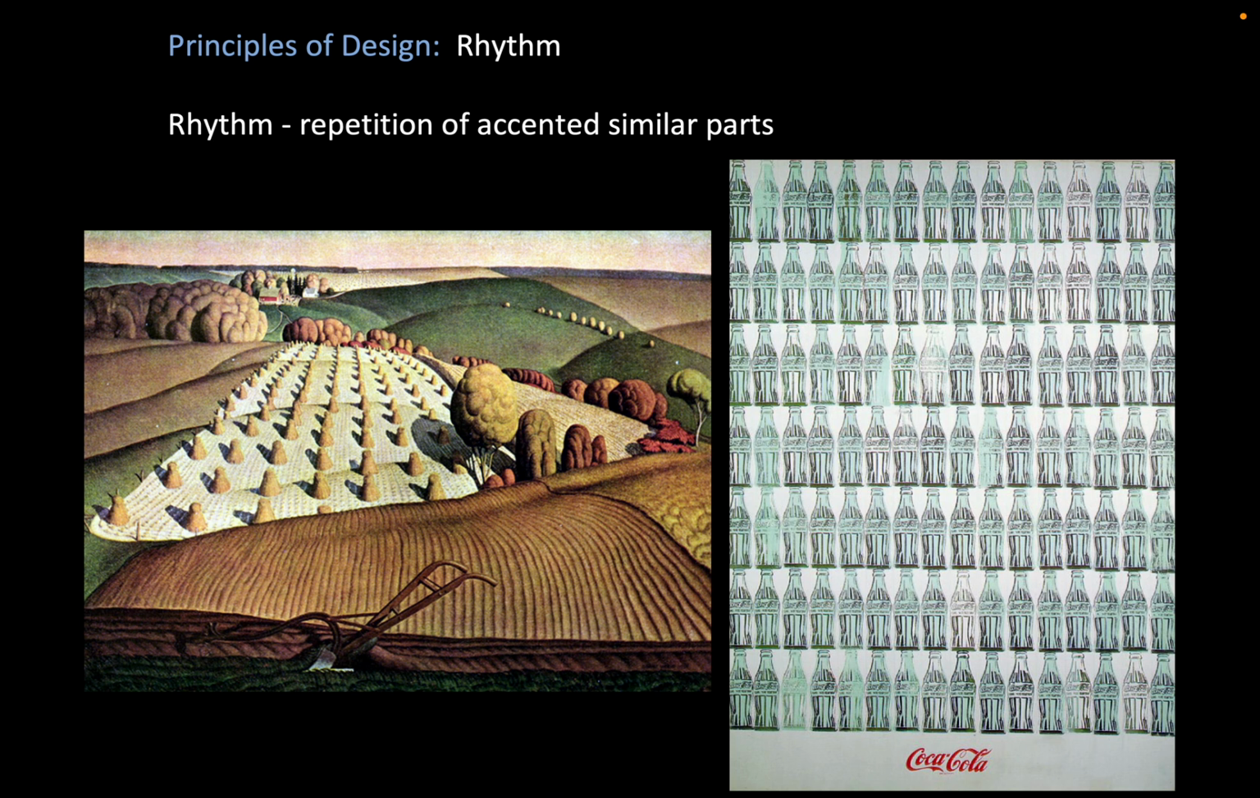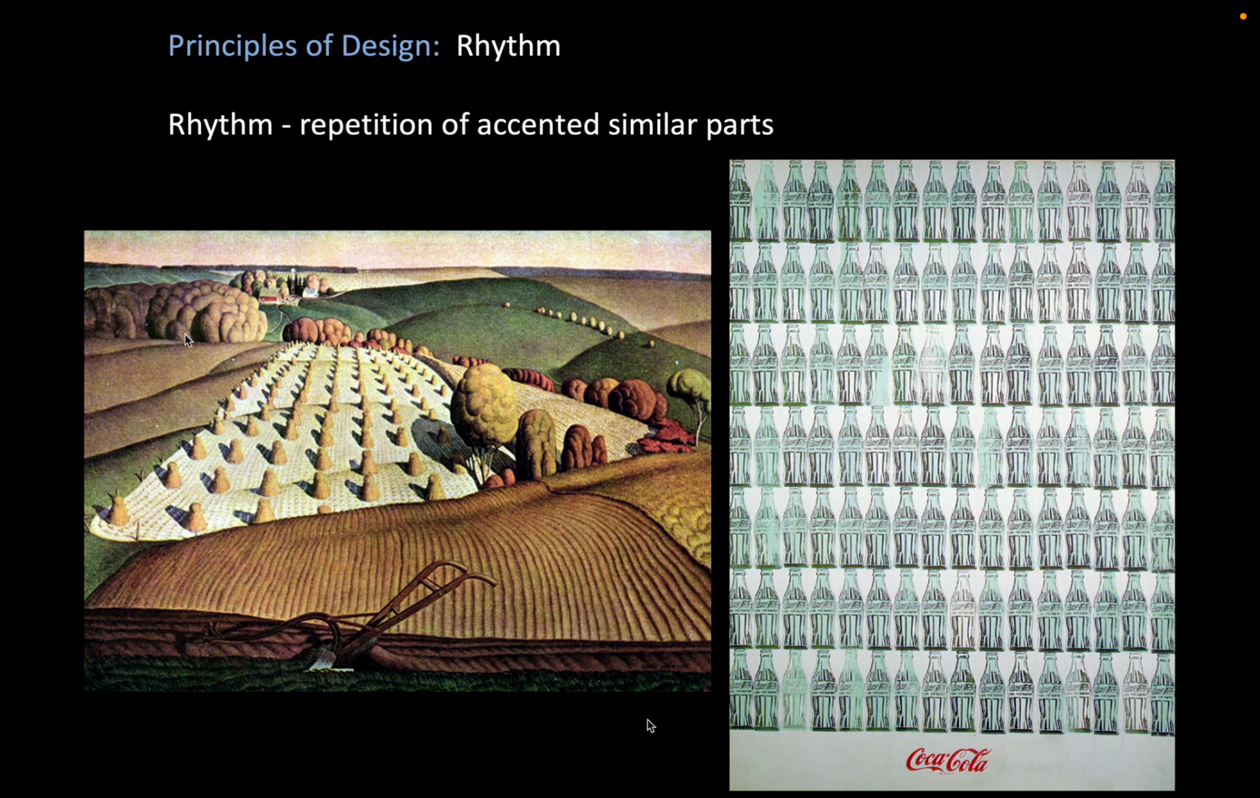Our next principle of design, rhythm. This is taking some sort of feature of the artwork and repeating it in a predictable way, or as I'm defining here, the repetition of accented similar parts. So in this landscape painting by the American painter Grant Wood, we have these sort of ribbons of plowed furrows that move across the foreground here. We have these haystacks marching back at regular intervals.